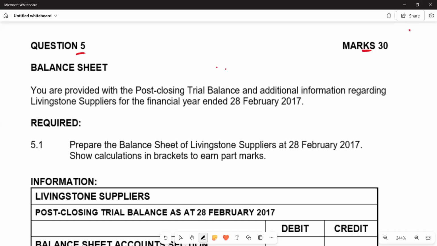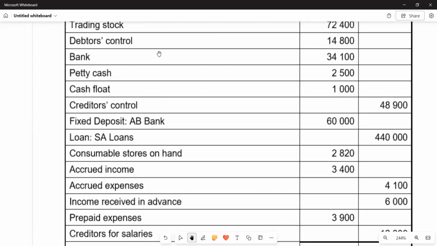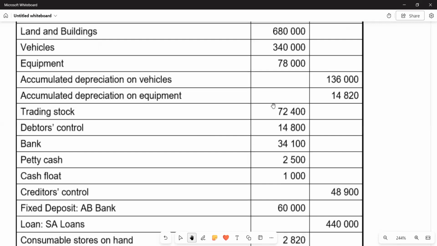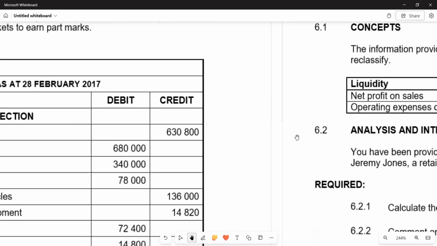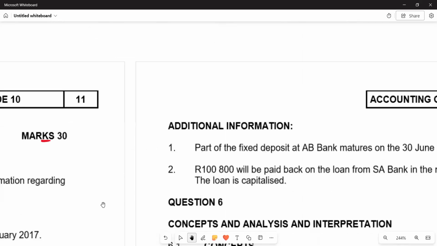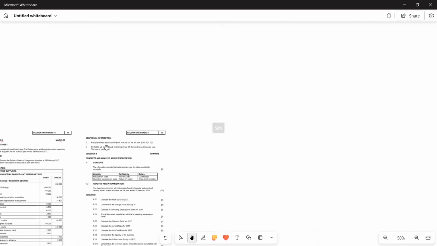So this is the information that we are given, that is of Livingstone Suppliers. Then we are given a table in the form of a post-closing trial balance as at 20th February 2017. You just need to go through it before you answer the question. Then you go to the next page to see what other information pertaining to that balance sheet we have. We only have this part, which is additional information 1 and 2.